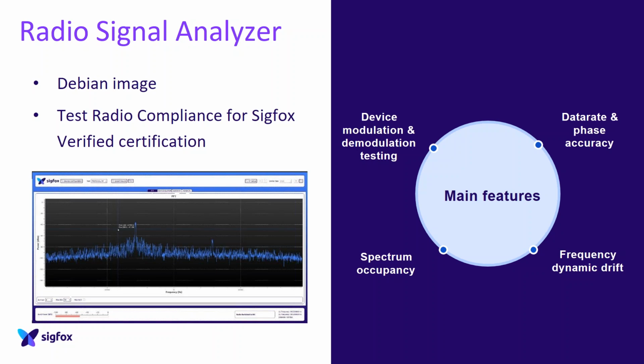It's also useful to look at data rate and phase accuracy, and also spectrum occupancy. Spectrum occupancy is something very important when you go through certification, and especially afterwards when you go to the CE and FCC certification. It's very important to get a very sharp spectrum. Those are the features that you can test with the radio signal analyzer.